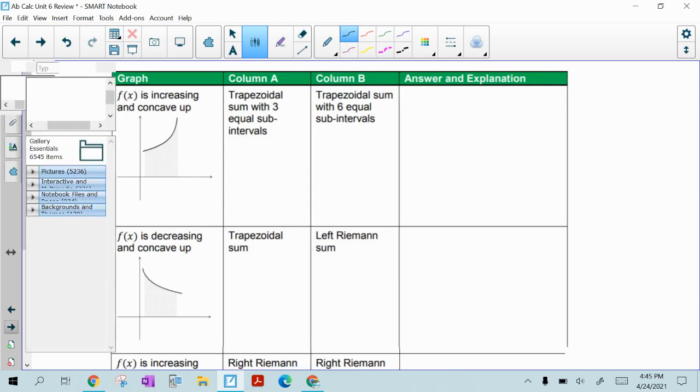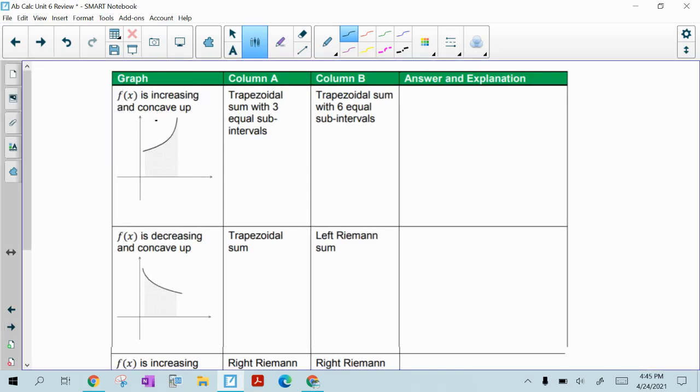Now I've got a trapezoidal sum, and I know that in both cases they are going to overestimate. But you're asked to determine which one is going to be greater. I'm going to go with column A. I would say column B is going to be more accurate, but because I only have 3 subintervals, I'm going to get more overestimation.